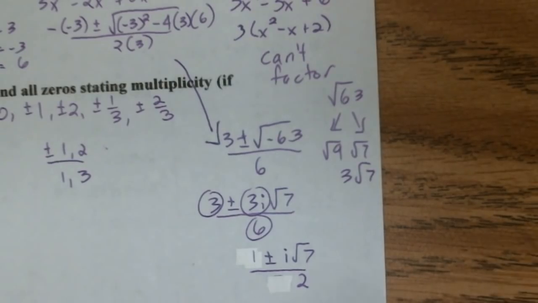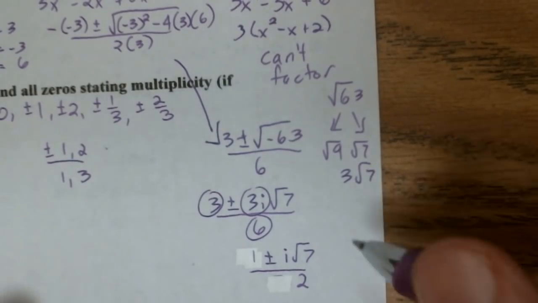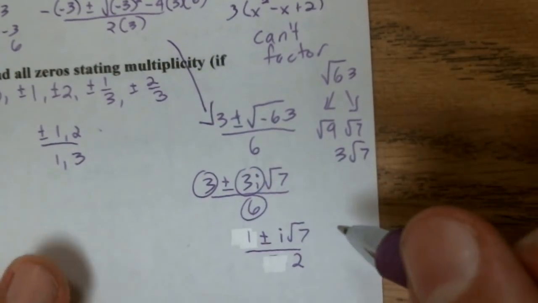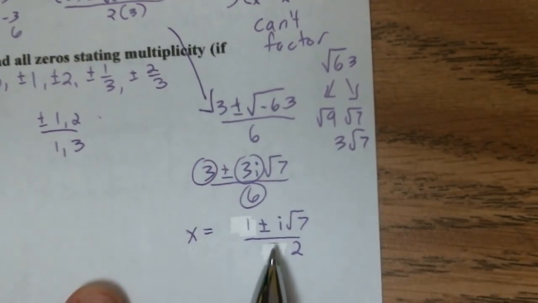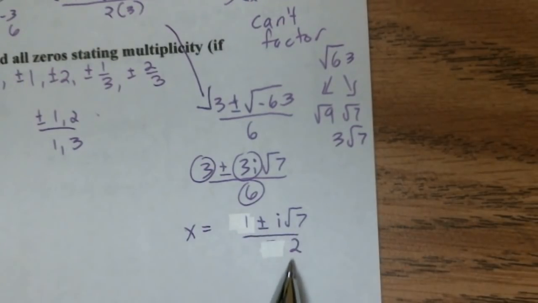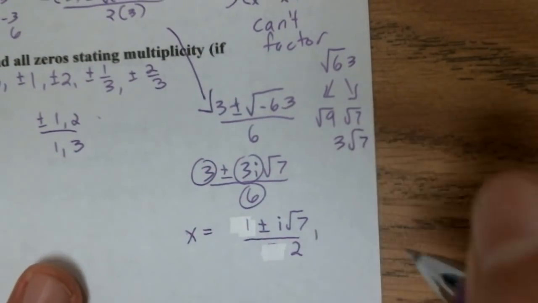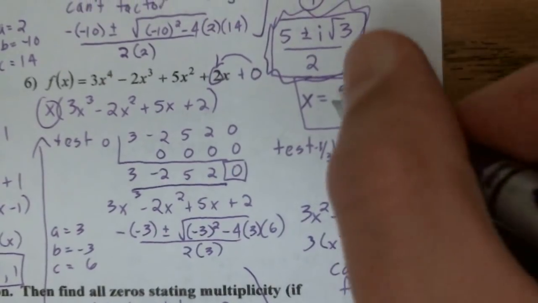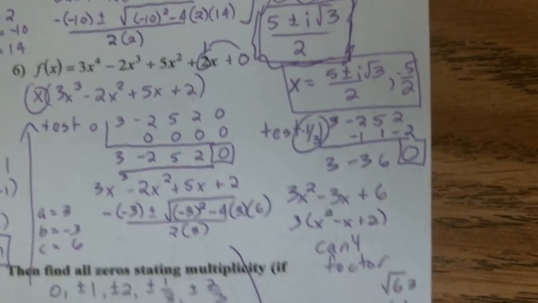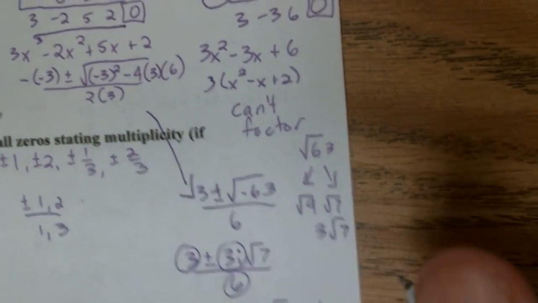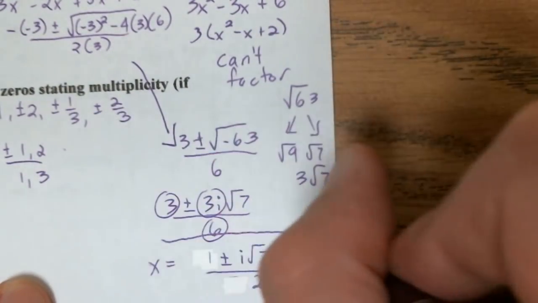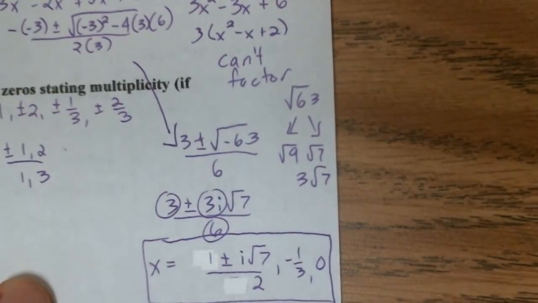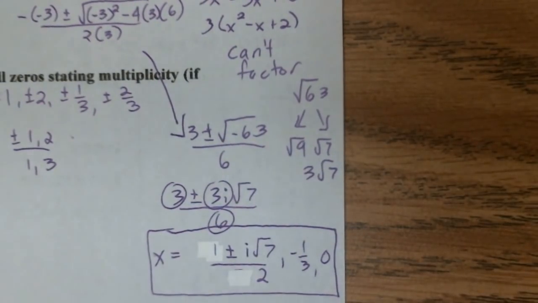If I got a 0 of 2, does it cross the x-axis at 2? That kind of stuff. Okay, but that's not my final answer. Those are 2 of my roots. So 2 of my roots are 1 plus or minus i root 7 over 2. And I have 2 more roots. I have this guy that we tested, the negative 1/3, and I have the 0 that we tested, 0. Okay, and that is our final answer.